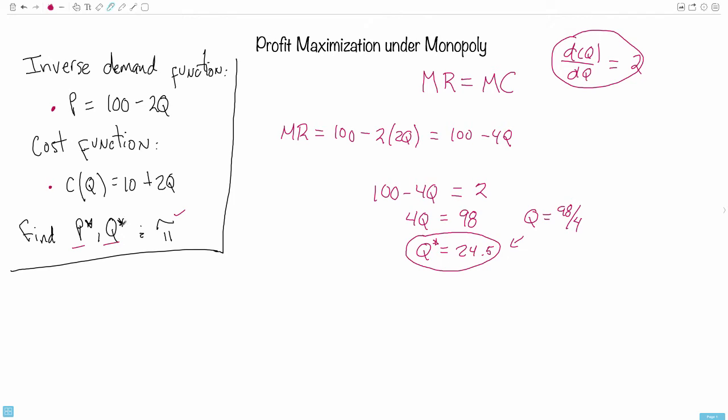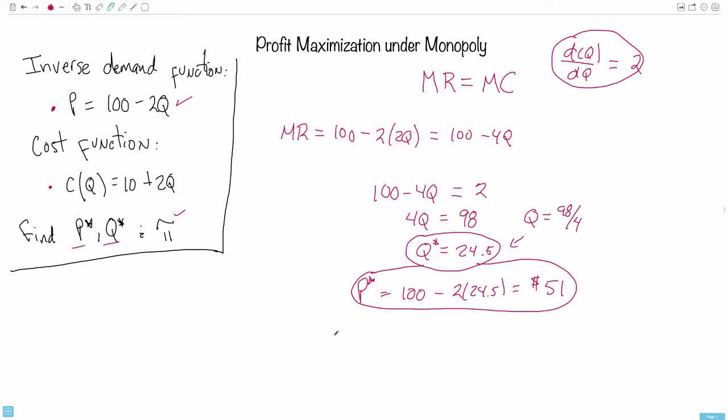In order to get P star, the price that maximizes profit, well, you need to go back to the inverse demand function and substitute Q here. So let's do that. Price, the optimal price, has to be equal to 100 minus 2 times 24.5, which is equal to, well, I'm skipping a few steps, essentially $51. So here you have P star, the price that maximizes profit.